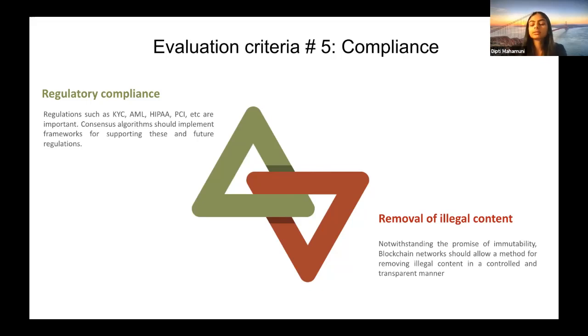Secondly, removing illegal content from the blockchain is also important. Now, I know blockchains are built on the premise of immutability, and therefore it becomes impossible for the blockchains to remove content. However, there have been several instances where illegal content has been stored on public blockchains, such as the Bitcoin network. And right now, removing this content violates the principle of immutability, but a good consensus algorithm should provide a legitimate mechanism for the nodes to reach consensus to alter the blockchain in a controlled and transparent manner.